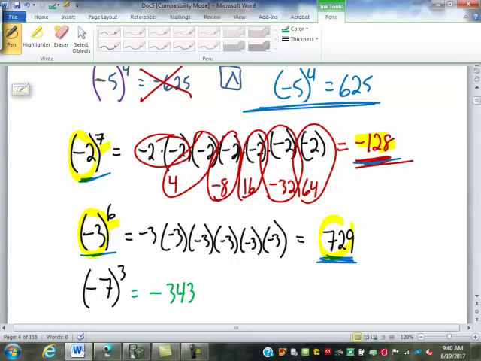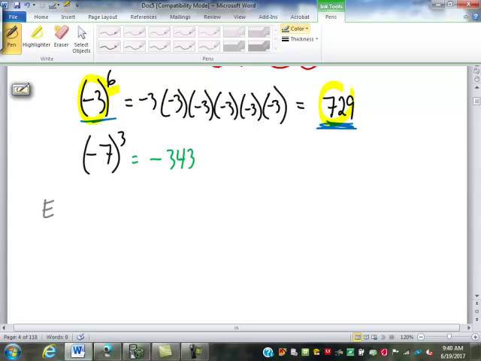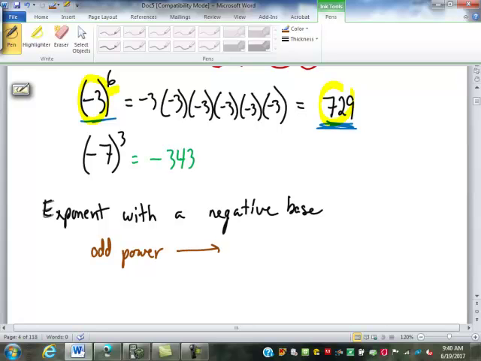So you are absolutely correct that when you're dealing with an exponent with a negative base, an odd power gives you a negative answer. An even power is a positive answer.